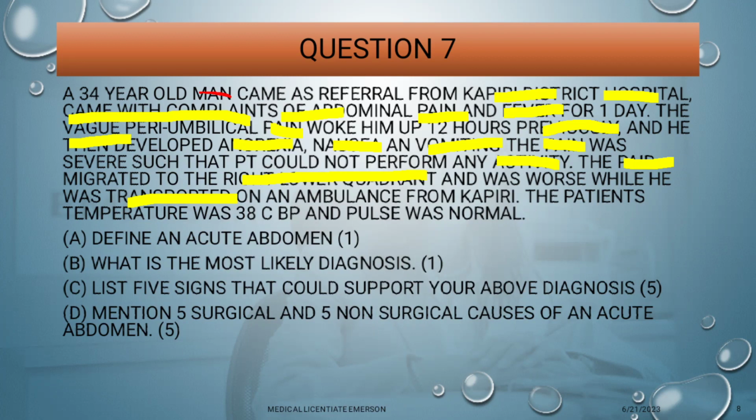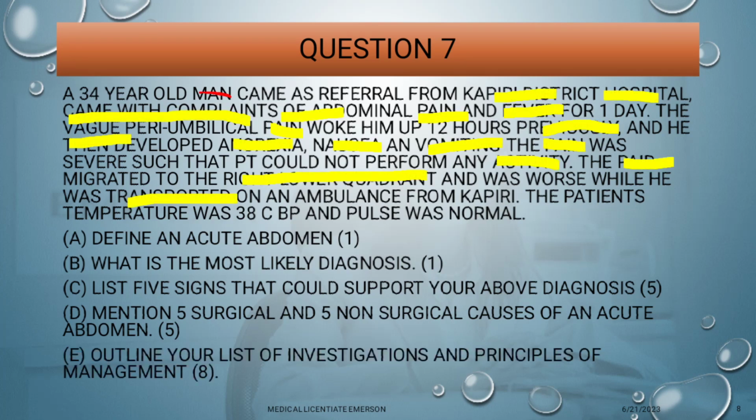Mention surgical causes and 5 surgical and 5 non-surgical causes of an acute abdomen. Okay, so that's what they want. Then outline your list of investigations and principles of management. Okay, so these are the questions.